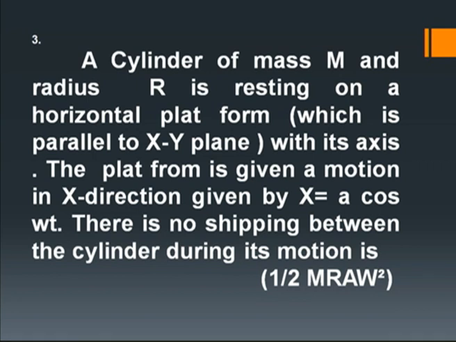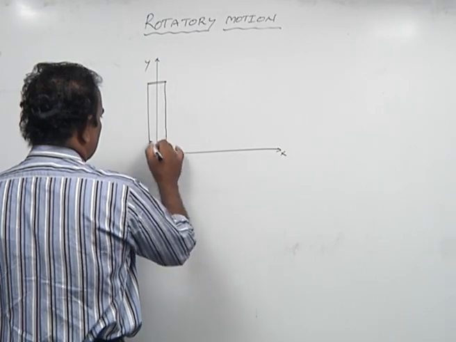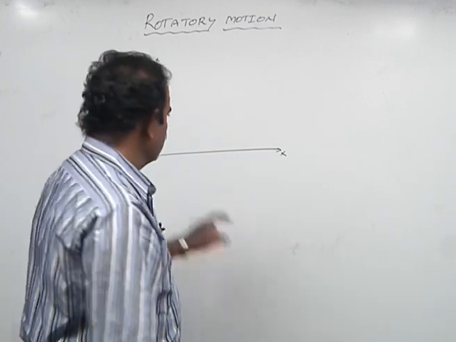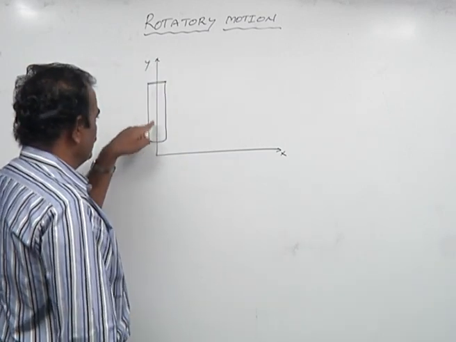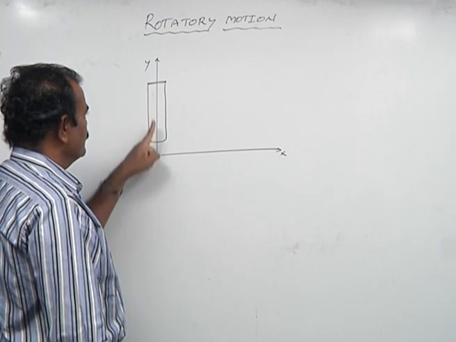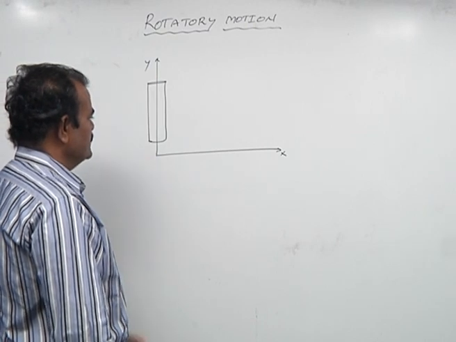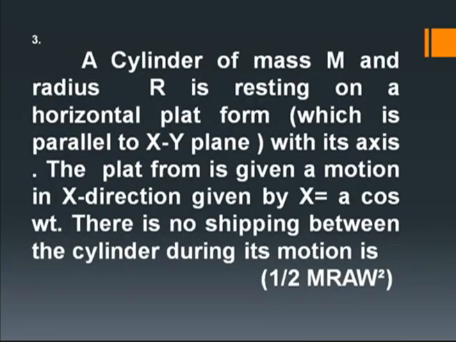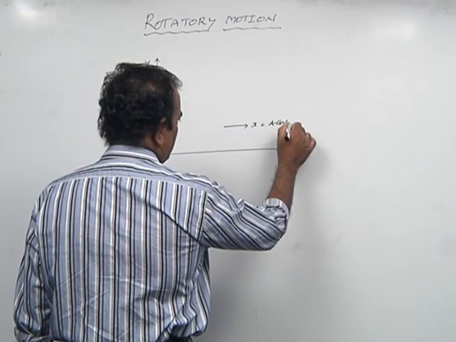So here the cylinder is along the y axis. That is not given clearly in the typing, so you have to understand that the axis of the cylinder is coinciding with the y axis. The platform is given a motion in the x direction, x is equal to a cos omega t.